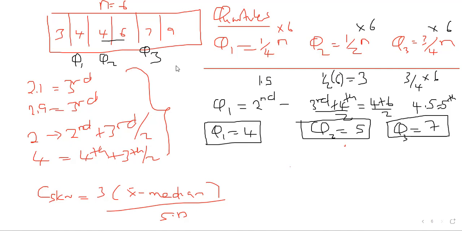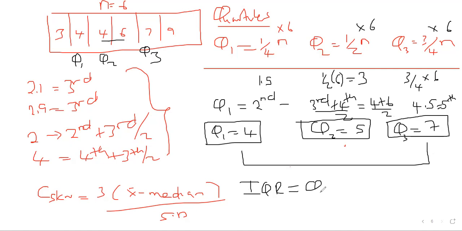So now we want to relate these two guys here. The difference between the third quartile and the first quartile is called the interquartile range. So Q3 minus Q1, 7 minus 4, what we get is a 3. So this is called our interquartile range. Are we moving together?